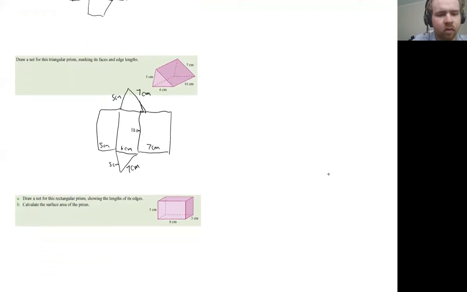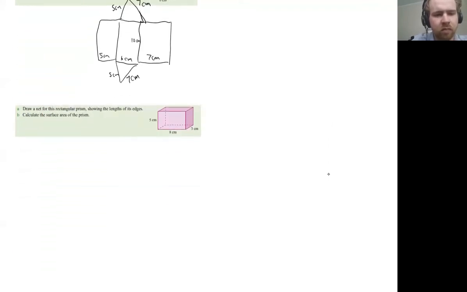Okay, let's do one more question here. We're going to draw the net for this rectangular prism, showing the lengths of its edges. Let's do that first part first. So I'm going to put that base rectangle as my first. Let's draw it this way. That's the base there. It's 8 centimeters long. It's 3 centimeters wide. And then I'm going to have these front and back ones here too.